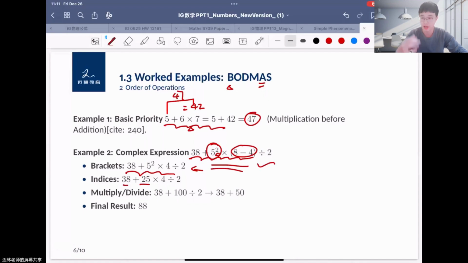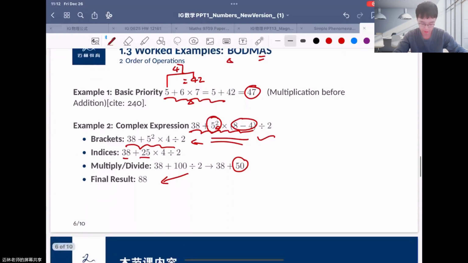Okay, so the final answer is 38 plus 50. The result is 88. This is how we can calculate with BIDMAS. I guess it's not very difficult for you. So here is how we can use BIDMAS.